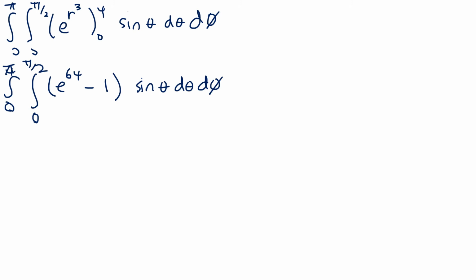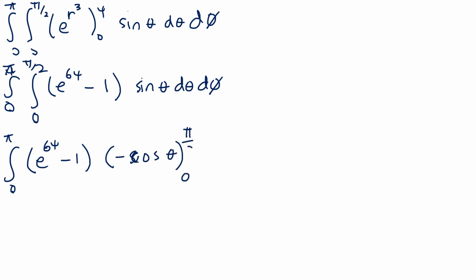Okay, now clear on r. So now integrate sine theta. This is already a constant, limits 0 to pi. Integrating sine theta gives negative cos theta. So e^64 minus 1 is a constant, just leave it like that. So you get negative cos theta from 0 to pi over 2, d phi.